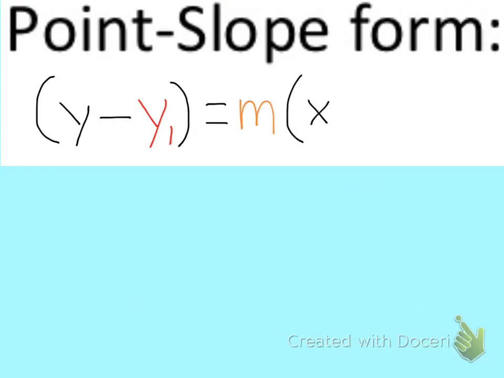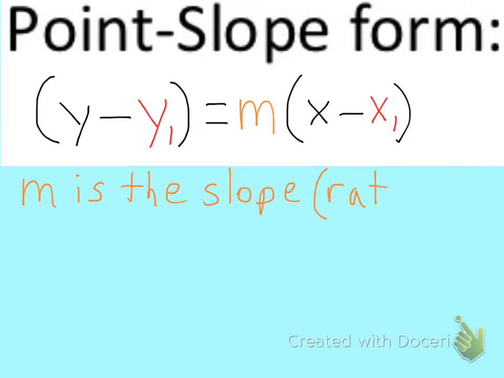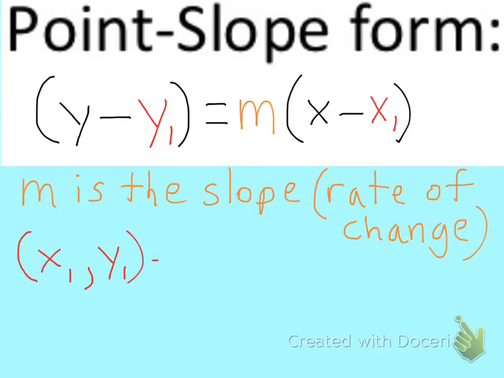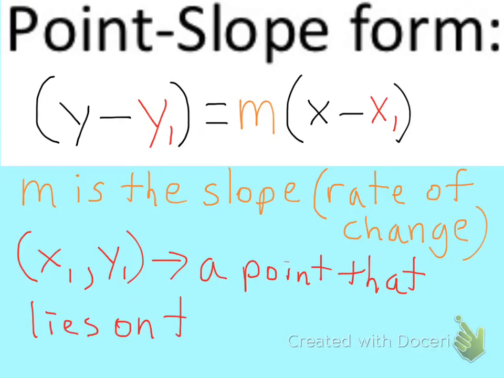Okay, our first form for writing the equation of a line is point-slope form. And m stands for the slope, which is the rate of change, while the points x1, y1, that's an ordered pair. Those represent any point that lies on the line. So x1 and y1 would be numbers, and so would m.